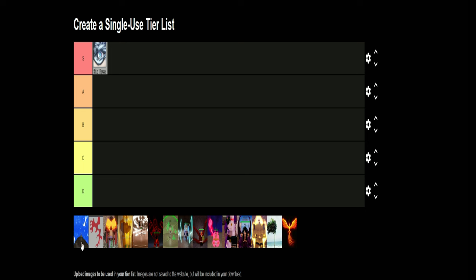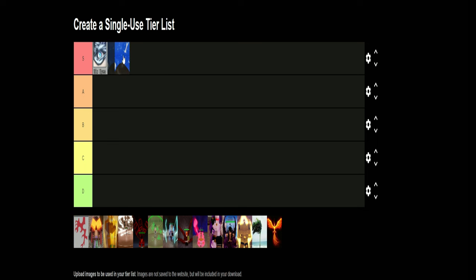Second one we got is Conqueror's Haki. This one is also really good. We're going to have to put it in S Tier. It buffs your damage, and you also can get iframes by using Observation Haki. And you stun bosses and mobs. It's really good.